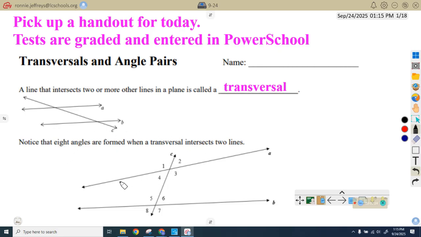Now, this graphic down here is not super great, but it is what it is. We have two parallel lines. Remember, parallel, they'll never meet. They're side by side. Then we have a line that cuts them, and we have these 8 angles formed in that. Believe it or not, there's a lot of different stuff we can do with just this figure right here.